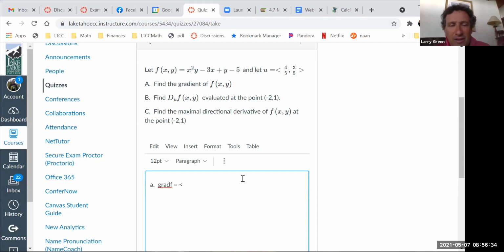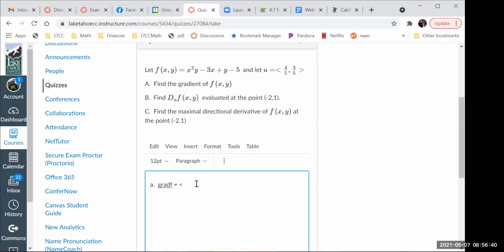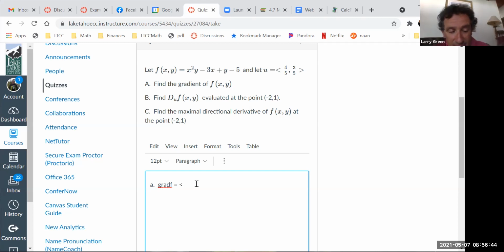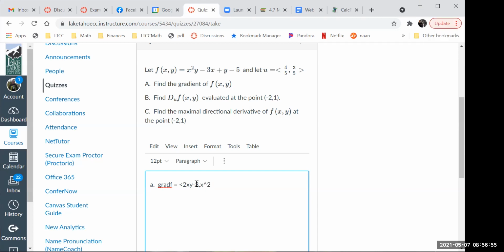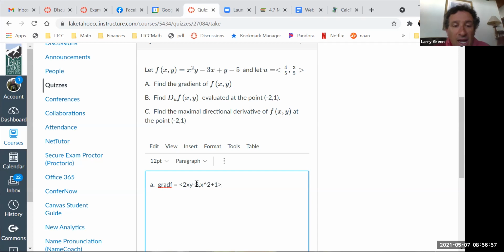Shouldn't be too hard. 2xy minus 3. Yep, 2xy minus 3. And what is the partial derivative with respect to y? x squared plus 1. Yep, x squared plus 1. Any questions on part A? Okay, let's go to part B.